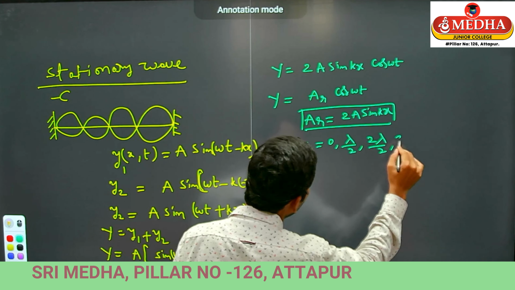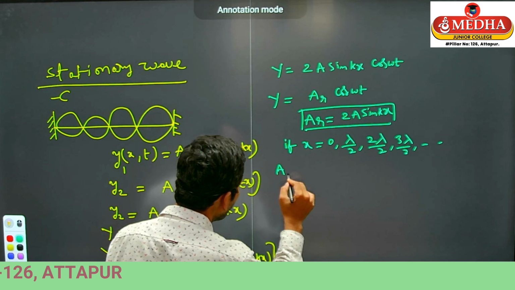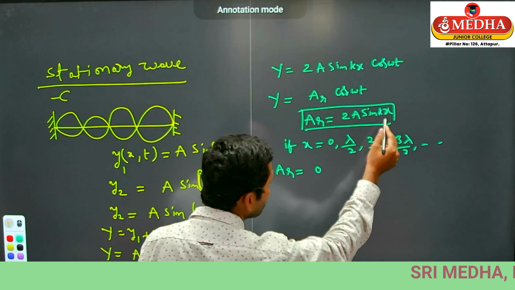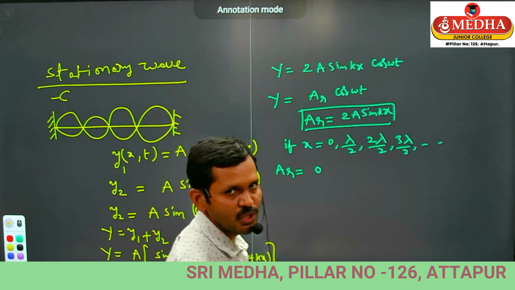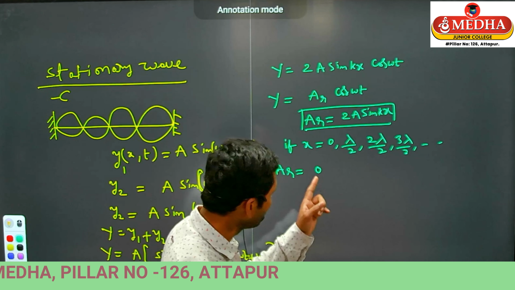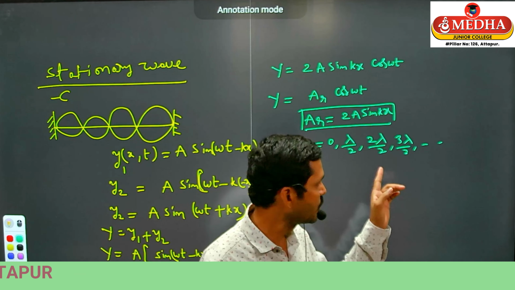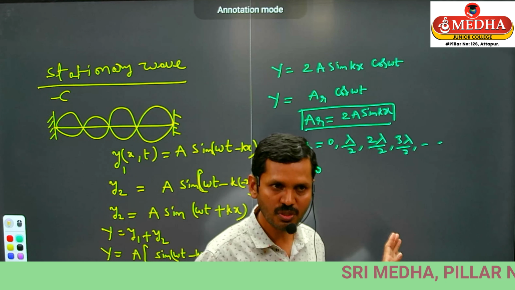lambda by 2, 3 lambda by 2 and so on. The resultant amplitude is equal to 0, because sin(k times 0) is sin 0, which is 0. Again 0 into 2a is equal to 0. That's why the resultant amplitude is 0. Not only this point, but for all these positions like lambda by 2, 2 lambda by 2 and so on, the resultant wave amplitude is equal to 0.